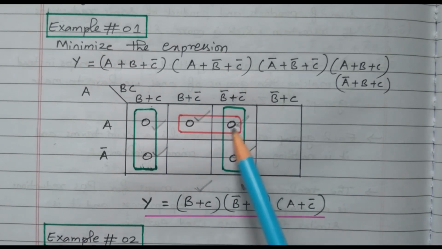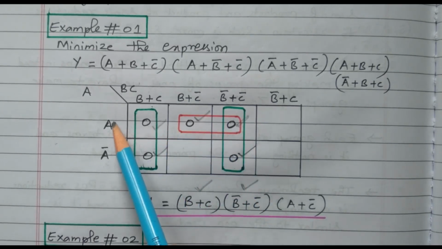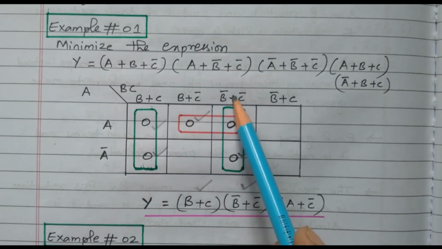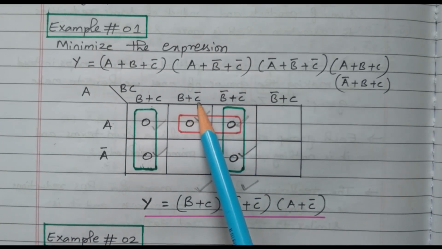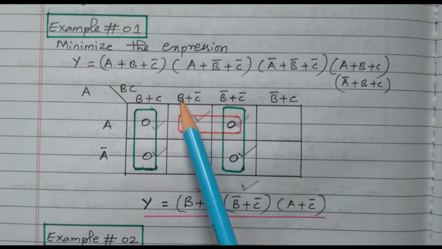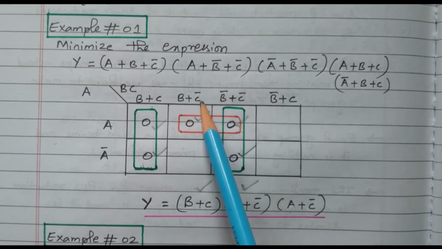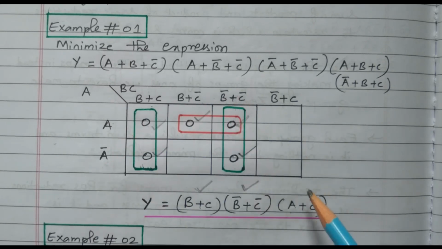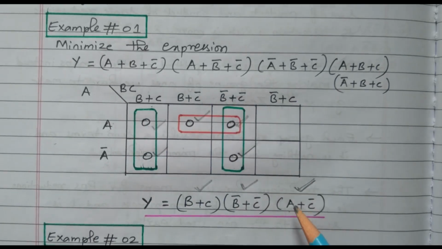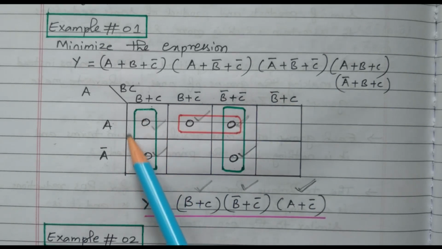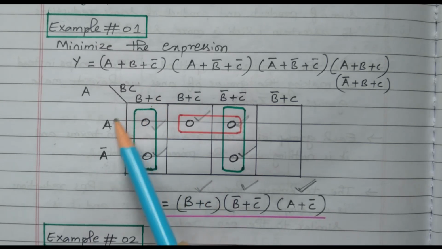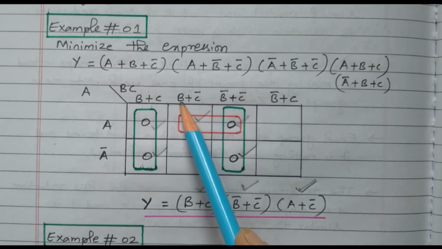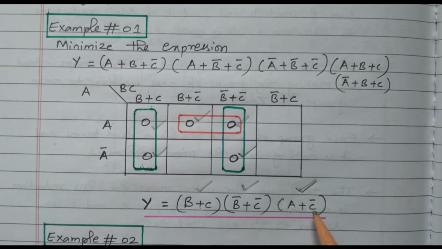Now we'll refer to this group. We need to verify the first row and second column and third column. In the first row, what is available? A is available. In the second and third column, what is available? B plus C bar, B bar plus C bar. So B bar got cancelled. Only we have C bar, right? So A plus C bar. This is the third term, right? So while simplifying, after grouping, we have to refer to the corresponding rows and columns. If A bar, that got cancelled. Similarly, if B bar, that got cancelled. The remaining term we need to write, right?